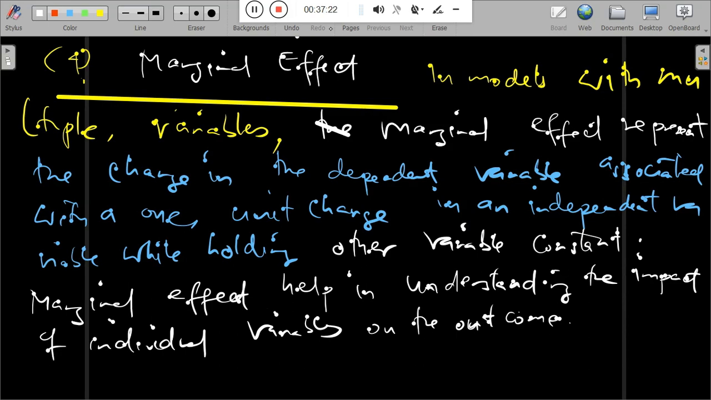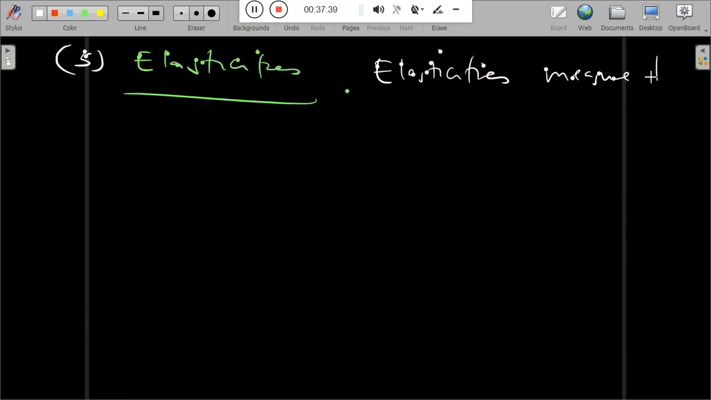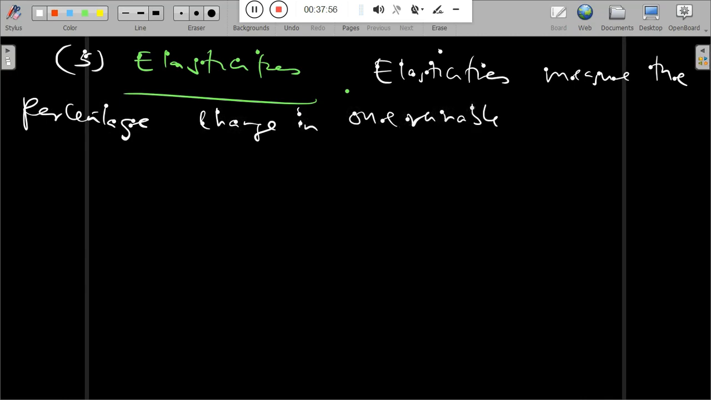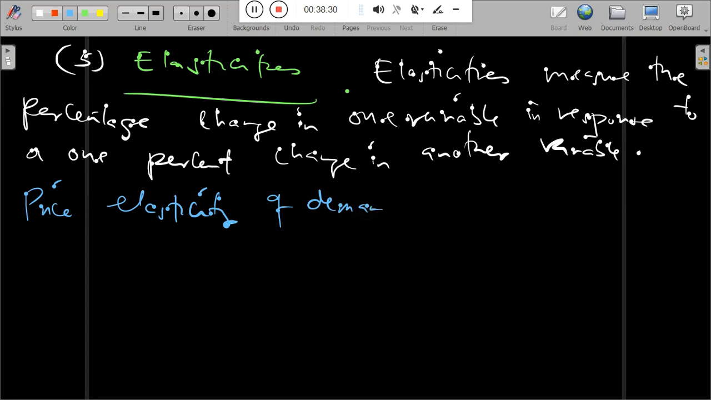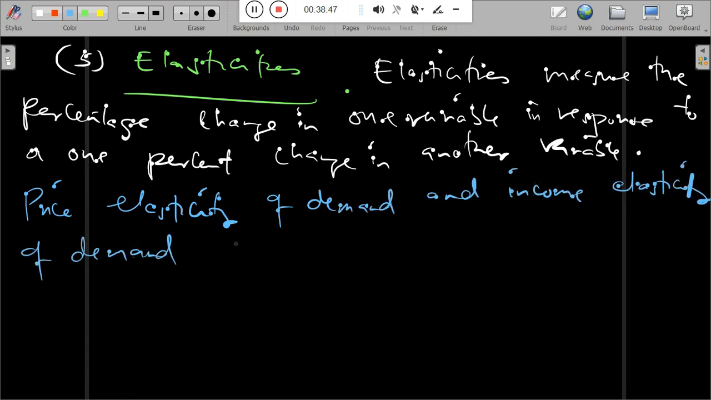So, the marginal effect in multiple variables normally represents the change of a dependent variable, sometimes called the predicted variable, that is associated with a one unit change of an independent variable. The independent variable we call the predictor variable, or sometimes the explanatory variable. The dependent variable we normally call the predicted variable in the linear regression model. So marginal effects help to understand the impact of individual variables.